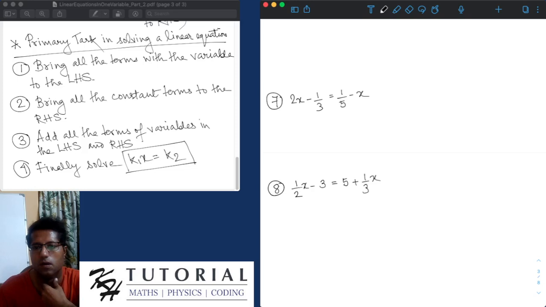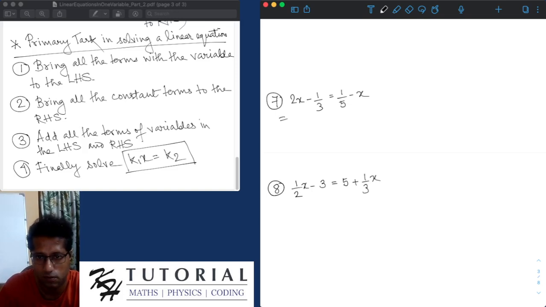Now the first method for me will always be to bring all the x terms to the LHS and all the constant terms to the RHS straight away. While you add the terms with the variables, their coefficients can be integers or fractions. In this problem number 7, both the coefficients of the terms 2x and x are integers, so it is easy.